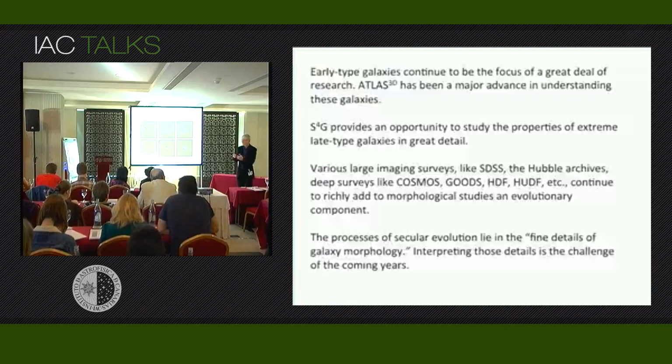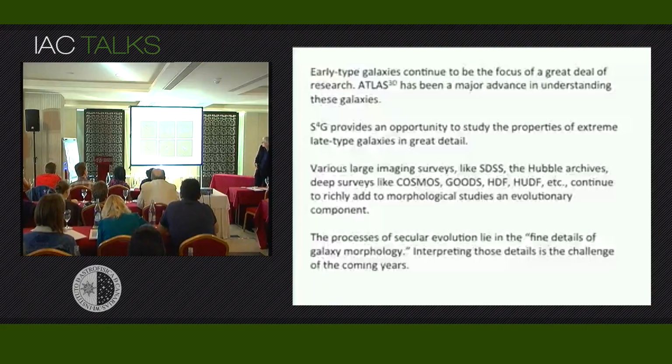Now, all these big imaging surveys, SDSS, Hubble Archives, deep surveys, COSMOS, GOODS, HDF, have a lot of morphological information. So, to quote Chi and Peng, which I had in my first talk, the processes of secular evolution and formative evolution lie in the fine details of galaxy morphology, and I think we'll have an awful lot of fun in the coming years trying to interpret those details. Thank you.